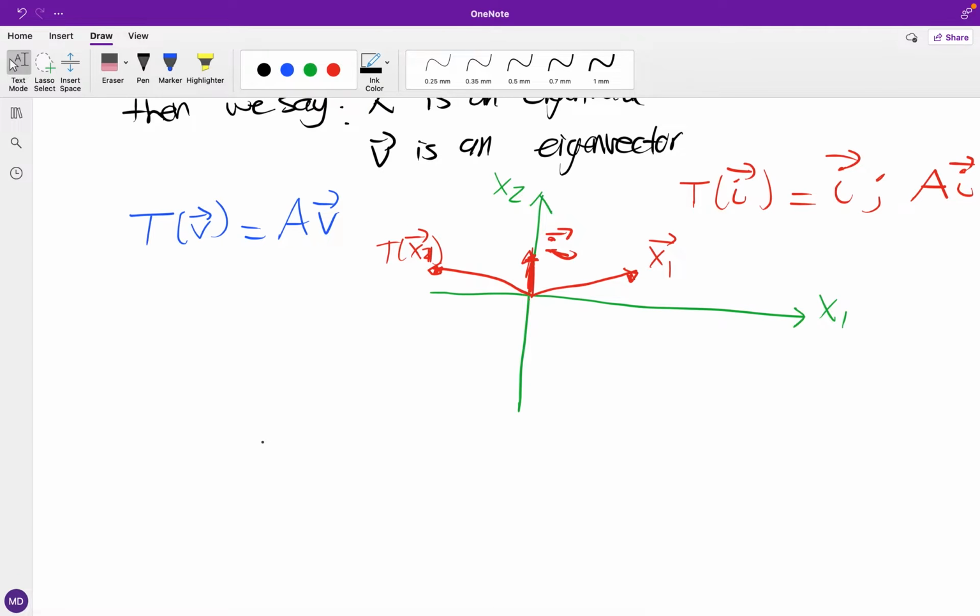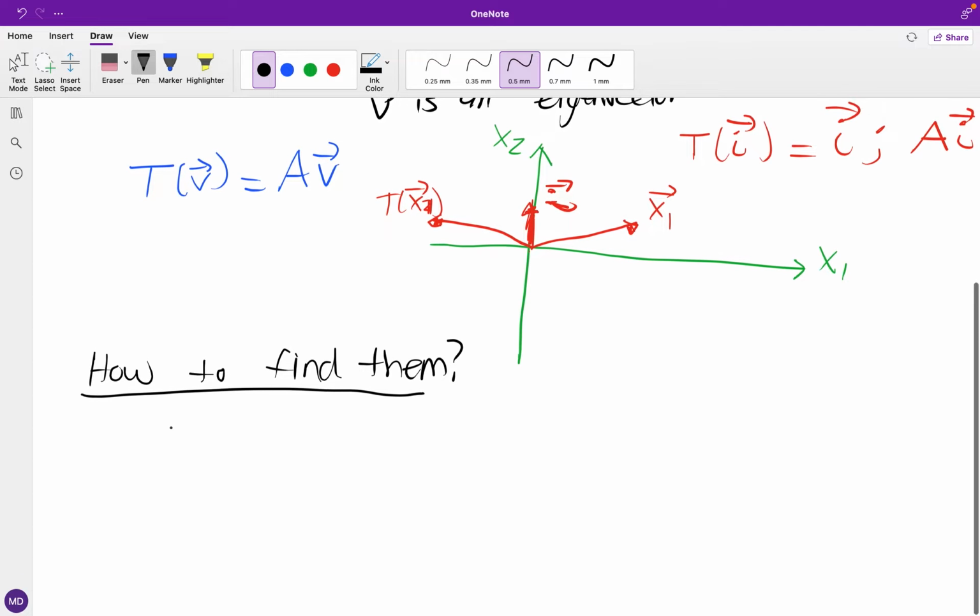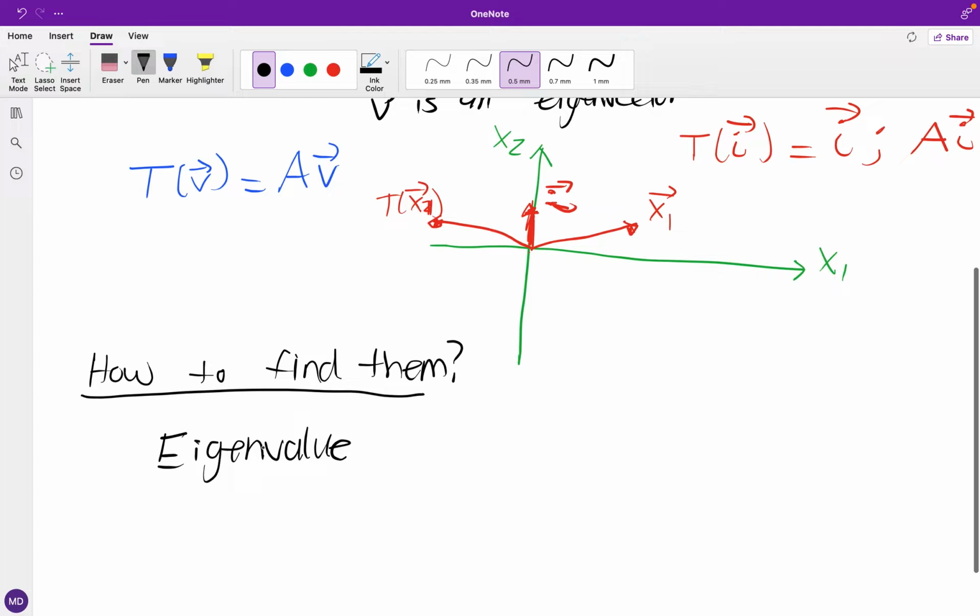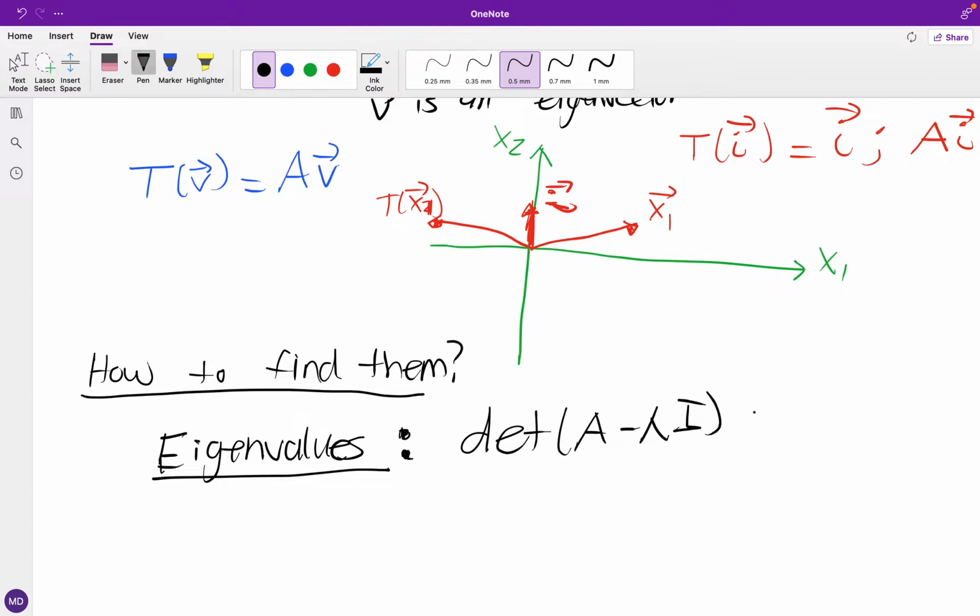But what we're really most concerned about is how do we find these guys, right? How do we find them? So I'll give a general procedure here. To find eigenvalues, this is the easier one of the two to find. To find eigenvalues, what we want to do, and I'm not going to prove why, although if you're interested, you could let me know and I could show you the proof, is take the determinant of A minus lambda I and set it equal to 0.